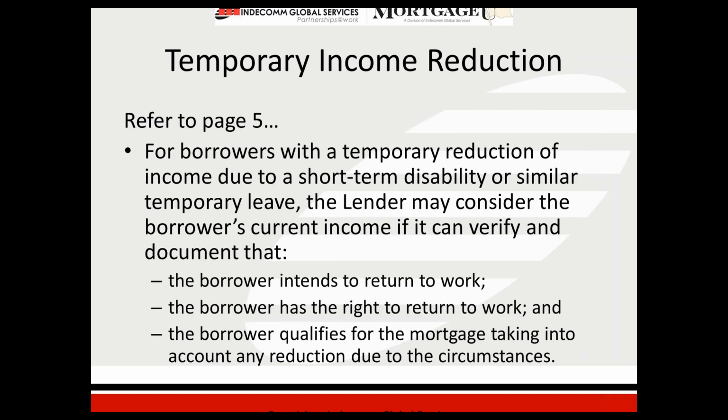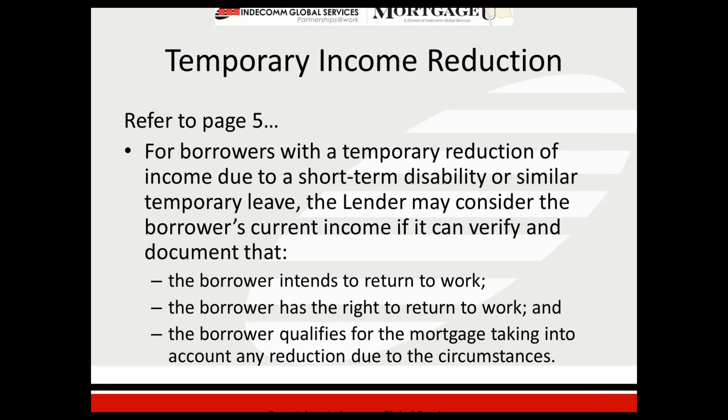Temporary income reduction, like maternity leave, you can refer to page 5 of your handbook for this. For borrowers with a temporary reduction of income due to short-term disability or similar temporary leave, the lender may consider the borrower's current income if you can verify and document that the borrower intends to return to work, the borrower has the right to return to work, and the borrower qualifies for the mortgage, taking into account any reduction due to circumstances. We have some more details in the job aid for you for other situations with this temporary income reduction.